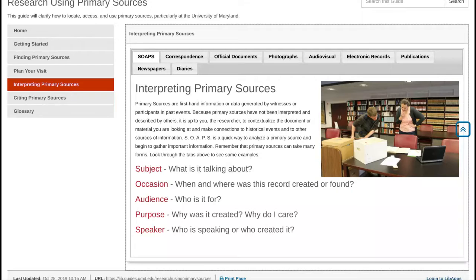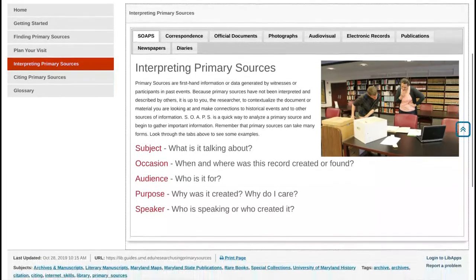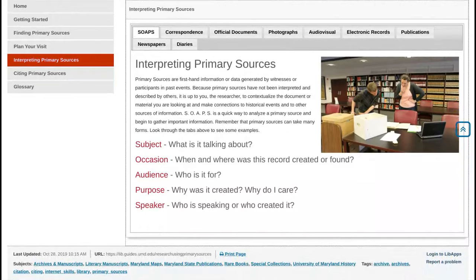There are 1,000 different ways for you to interpret a primary source, and there's a lot of really useful acronyms out there to help you remember them. This is the one that I used as an undergraduate history major at the University of South Florida. It's called SOAPS. I'm going to run through it really quick here, and then on a later video, I'm going to go through it on a practice document with you.